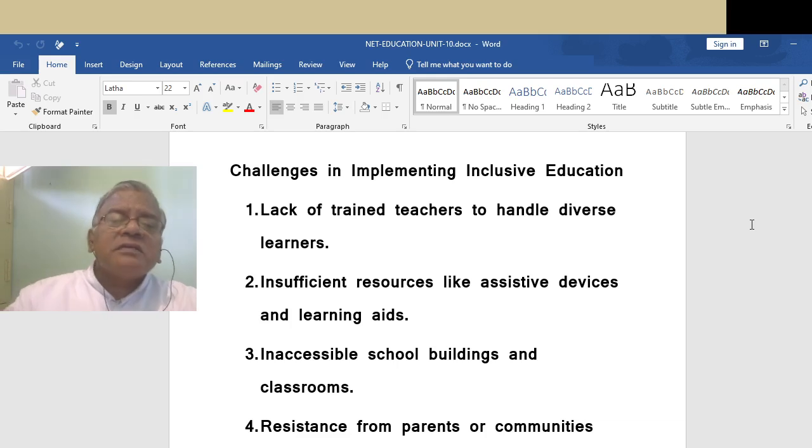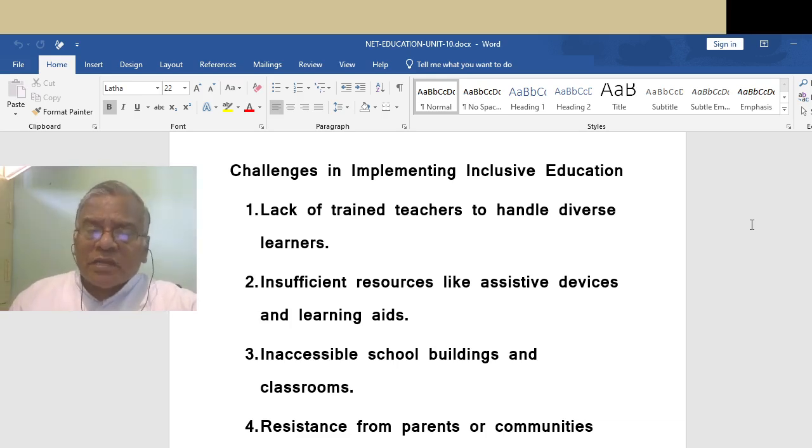What are the challenges in implementing inclusive education? First of all, lack of trained teachers to handle diverse learners. Very difficult to get such trained teachers. Insufficient resources like assistive devices and learning aids. We are not having enough financial support for this.